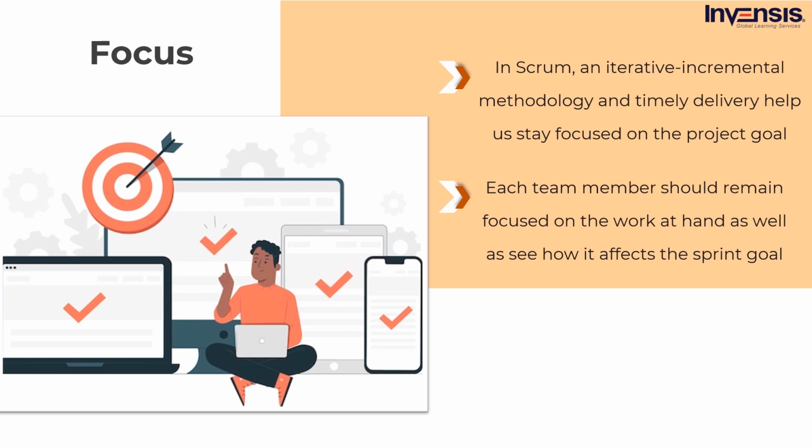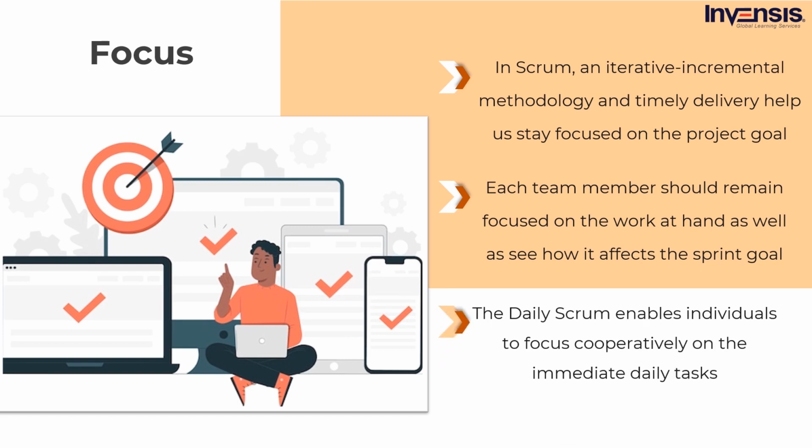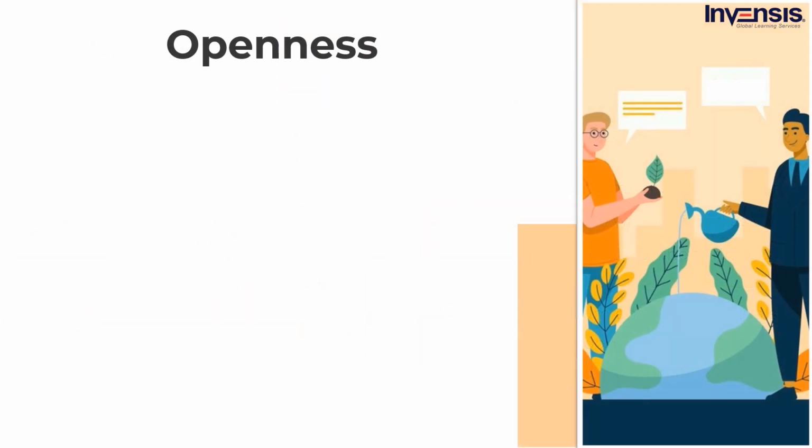Scrum Masters might restrict the amount of tasks or priorities assigned to each team member throughout sprints to help them stay focused. Furthermore, promoting complete team involvement in the daily Scrum meeting can help employees in staying focused on their assigned responsibilities. The daily Scrum enables individuals to focus cooperatively on the immediate daily tasks required to make the most progress toward the sprint goal. Product goals provide focus throughout sprints and help in determining and maintaining the direction the team should be working in. This was about focus. Now, let us move on to our next Scrum value, which is openness.